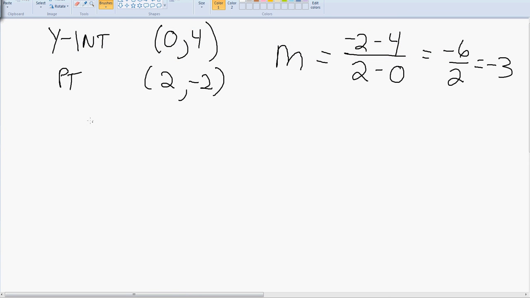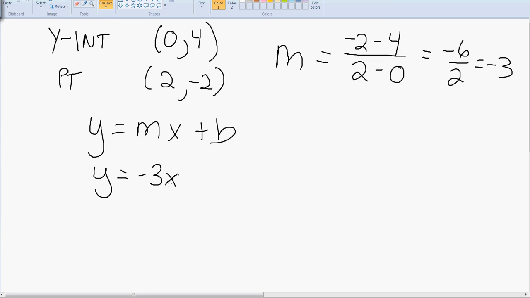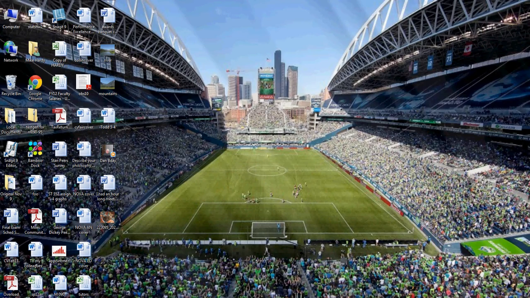So with that information, we can go y equals mx plus b. y equals our m, which we've determined to be negative 3, x plus our y-intercept, which is 4. And we've got a slope-intercept form of this equation of the line.